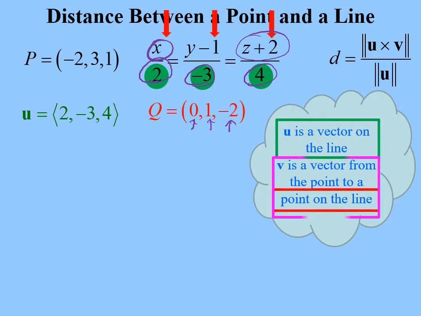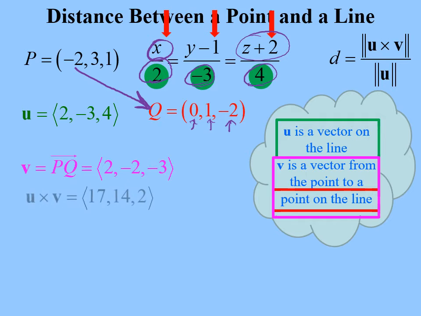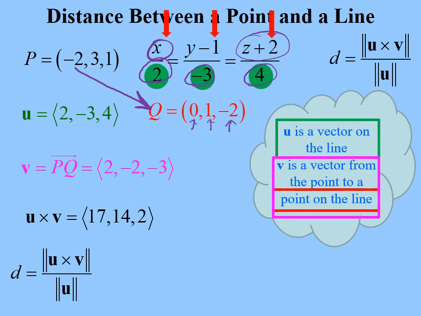Now we need to find the vector between P and Q, which again we just subtract corresponding components. So with that in hand, we do the cross product, we do the magnitude of that, and divide by the magnitude of u. Now we could simplify this or rationalize the denominator. I'll show you that next on the calculator.